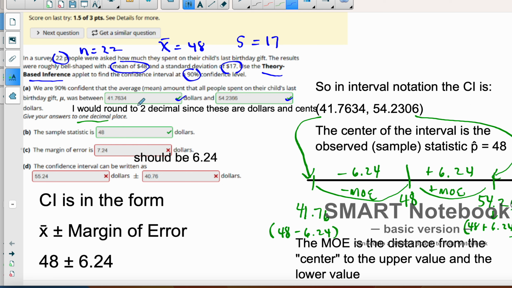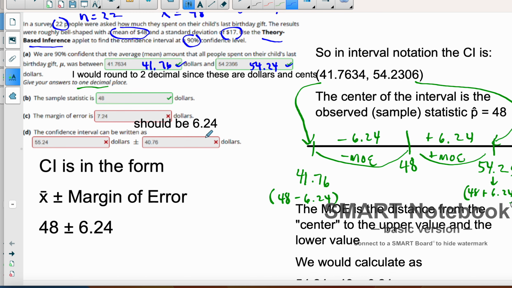I would, however, round to 2 decimal places because this is talking about how much you spent on a present. So in dollars and cents, it did mark it correct, but I probably would have entered it as 41.76 and 54.24. All right. But it's not giving you a problem there. And then you've got the sample statistic correct.